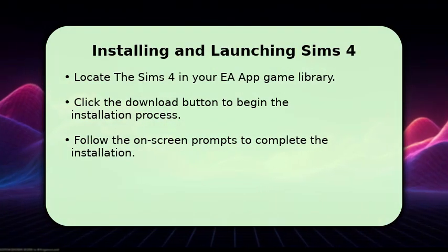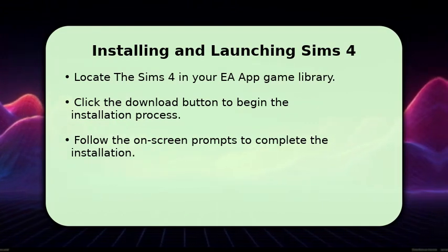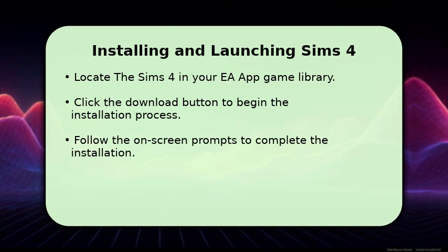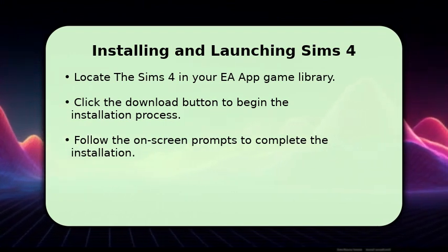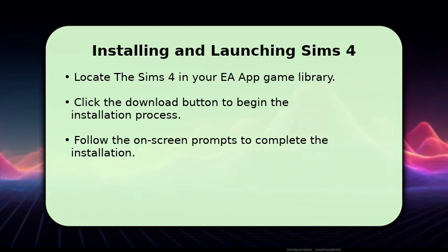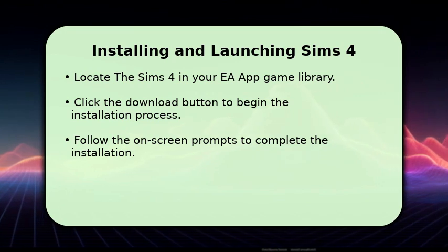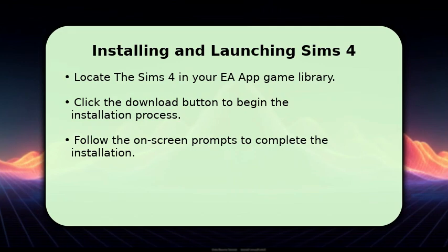Once you have purchased The Sims 4, navigate to your game library within the EA app. You will see The Sims 4 listed there. Simply click the download button to initiate the installation process. The app will guide you through a few simple on-screen prompts to complete everything. After installation, you can launch the game directly from your library and start playing immediately.